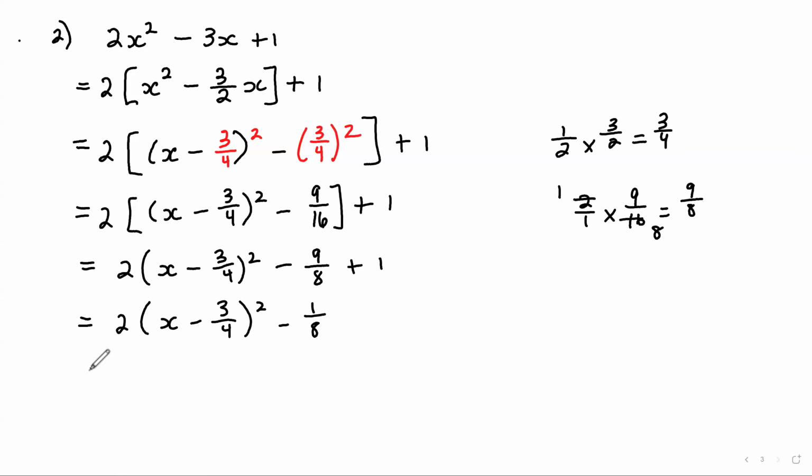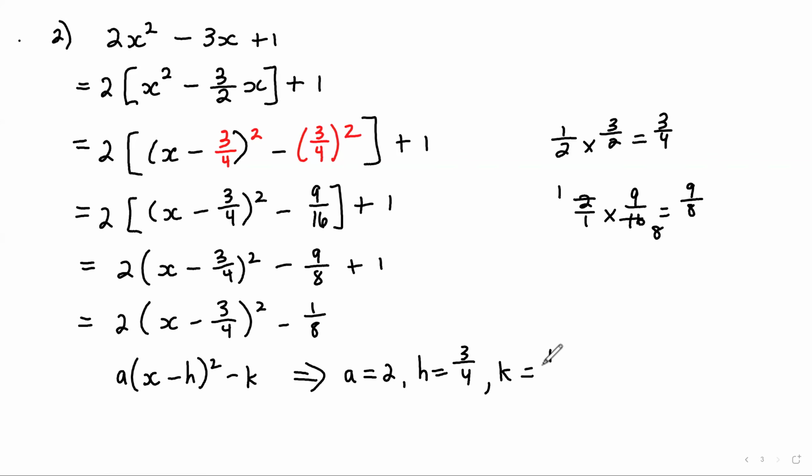So if this quadratic is expressed in the form a by x, let's say x minus h squared minus k, then a here is 2, h is 3 over 4, and k is 1/8, right? Now the reason it's just 3 over 4 and it's just 1/8 without the minus signs is because the format that I wrote it in here have minus signs already. So it's just 3 over 4 and 1 over 8.